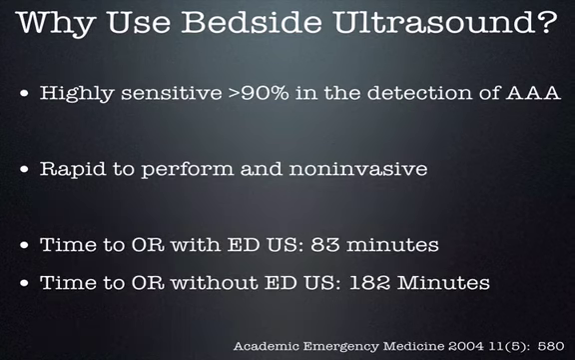With the use of ultrasound, we have a high sensitivity test, greater than 90%, sometimes up to 100%, depending upon what studies you're looking at. It's very easy to perform, and it's non-invasive. And in studies looking at the time to definitive repair in patients who had ruptured AAA, comparing those who got point-of-care ultrasound versus those who did not get point-of-care ultrasound, you can see the time to OR was 83 minutes with point-of-care ultrasound, whereas those who did not get point-of-care ultrasound, their time to OR was 182 minutes.